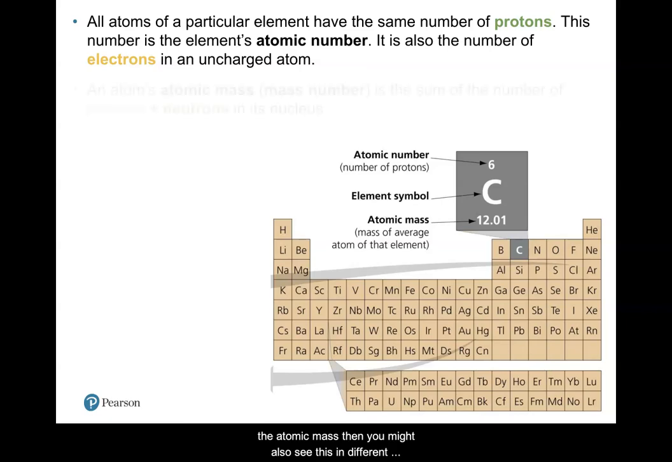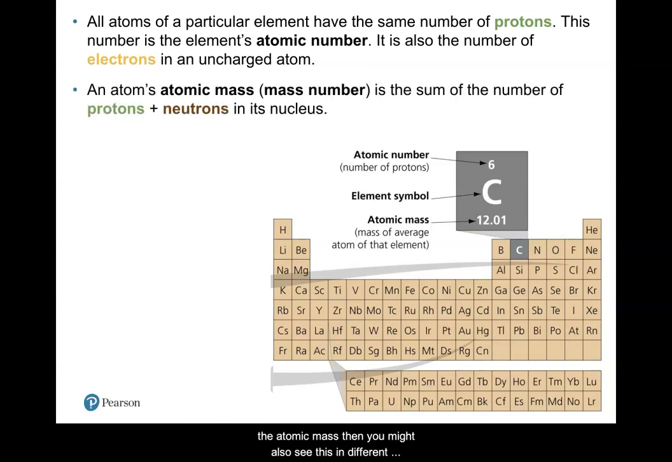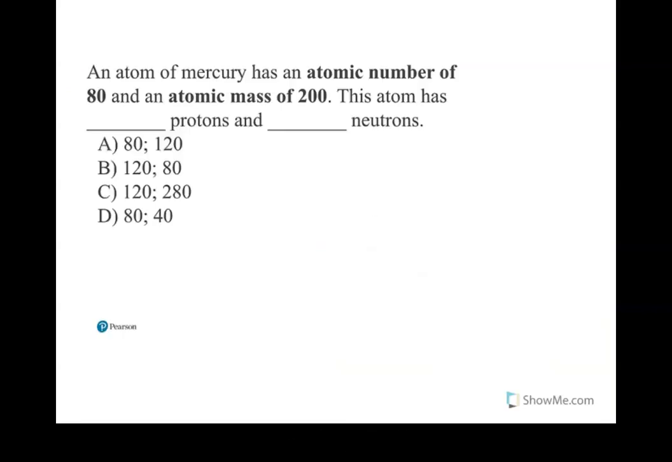The atomic mass, then, you might also see this in different texts or sources as the mass number. It's the same thing. The atomic mass is going to be the sum of the protons and the neutrons in the nucleus. Both of those subatomic particles have a mass associated with them that contribute to the overall atomic mass. Appreciate that electrons are not contributing to the atomic mass. That's because they don't have a mass. Very, very tiny subatomic particles.